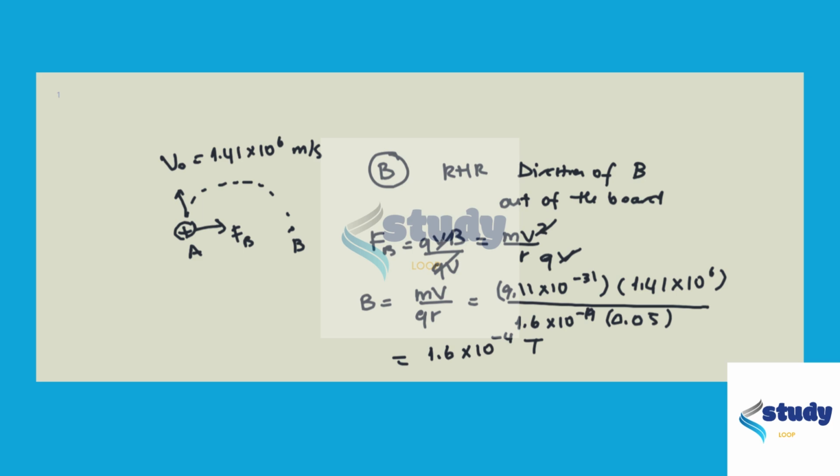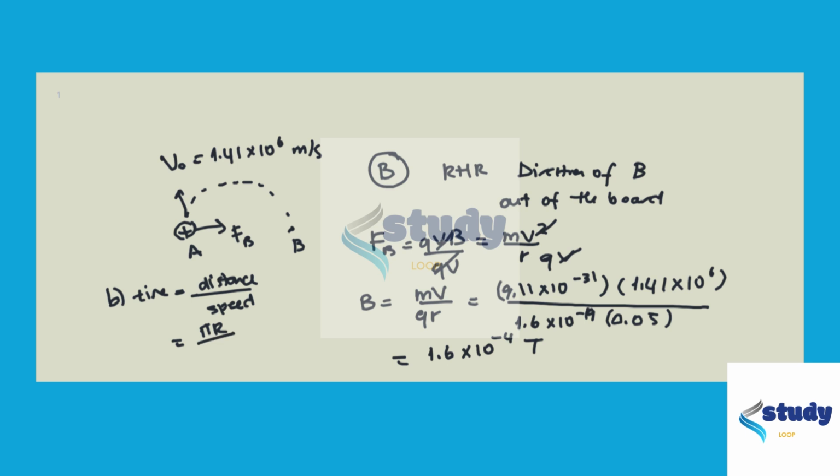Now we are asked in part B, let's put it here. In part B, we're asked to calculate the time that it takes for this proton to go from point A to B. As you know, time equals distance divided by the speed. Our distance is the semicircle, so it's half of 2 pi r, which means it's pi r, over the speed.